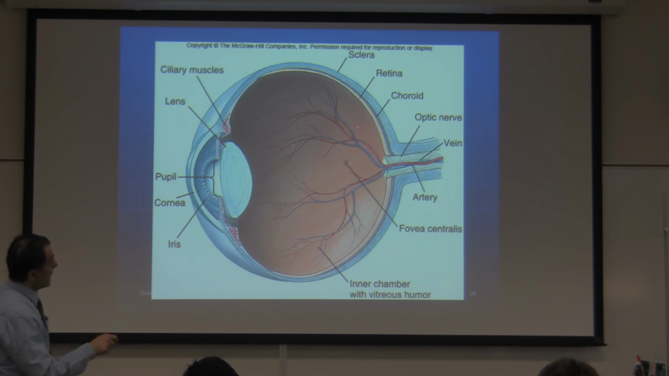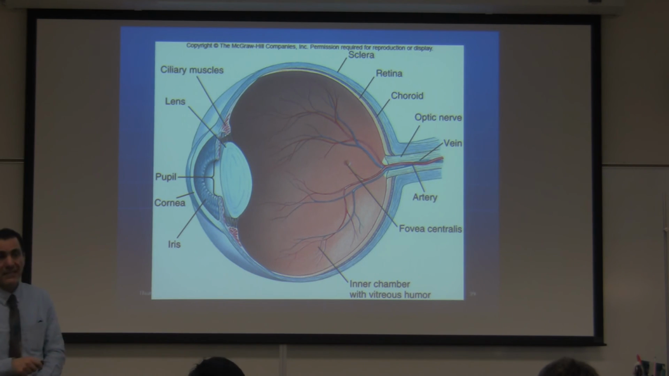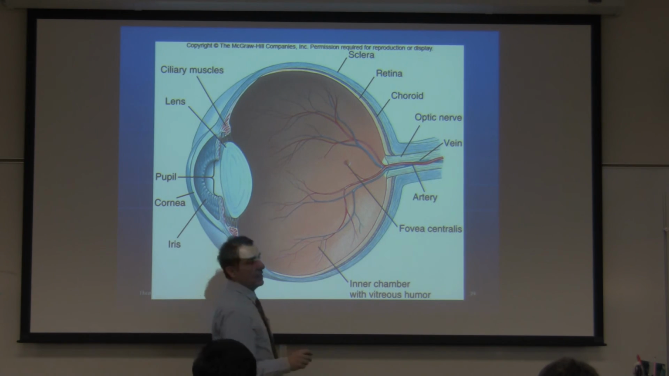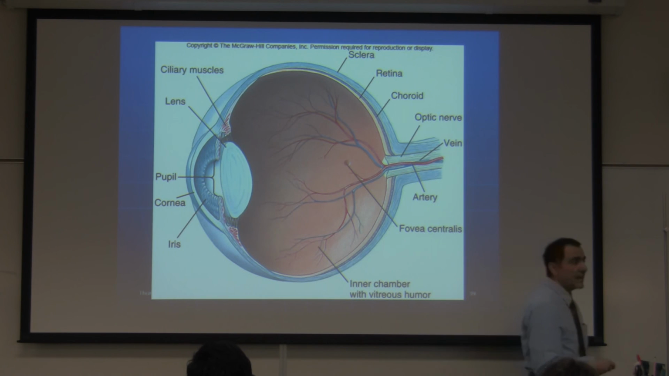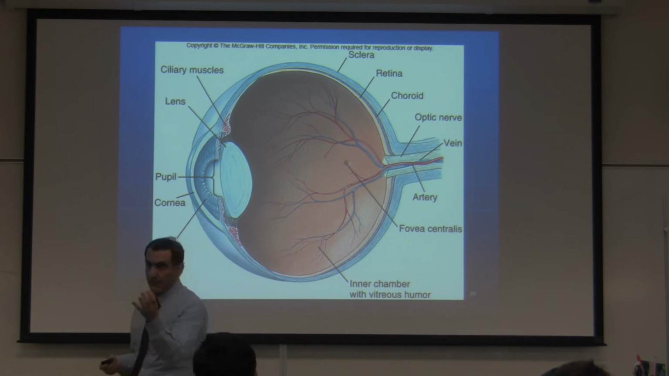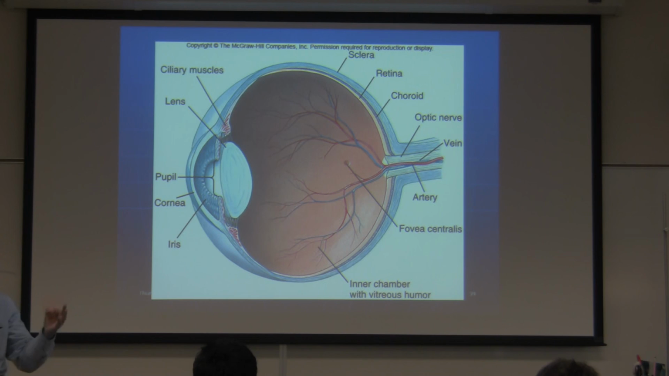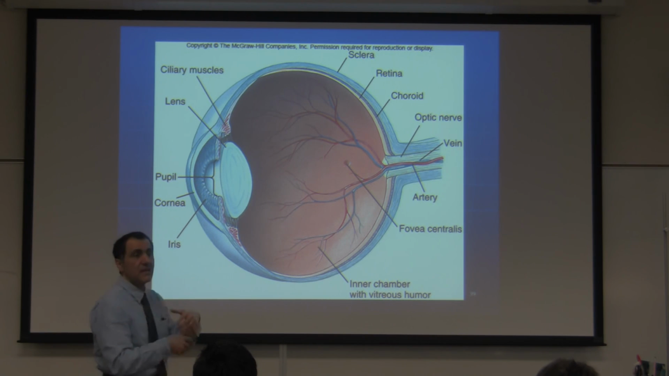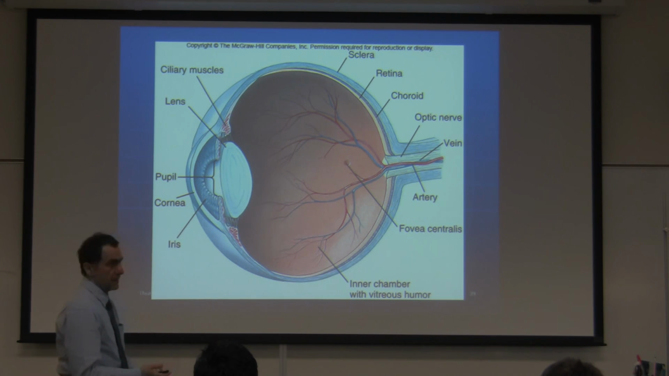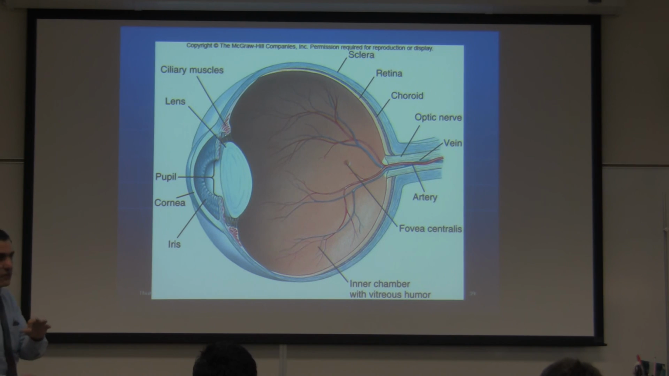In the back of your eye, you have the retina. The retina is where the image is formed. That's where you have rods and cones, which are responsible for your vision. Rods are responsible for seeing in black and white at night, and cones are responsible for your color vision. We have 3 different types of cones: blue, green, and red. With a combination of those, you can see yellow and other colors.